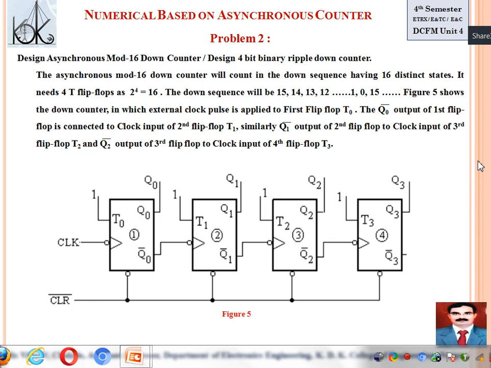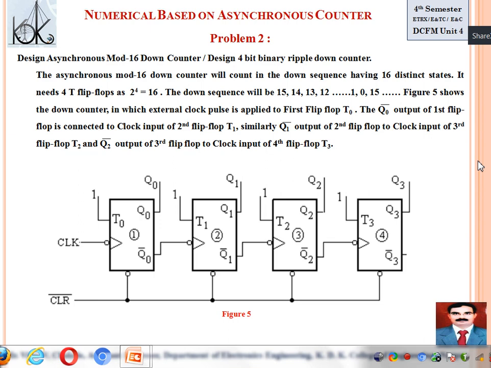If you are considering 4-bit, the total number of states is 16, that is 0 to 15, which means you have to design this counter in a down way, that is 15, 14, 13, 12, 11, 10, 9, 8, 7, 6, 5, 4, 3, 2, 1, 0, and again goes to 15 in this way. So we are seeing this problem here.